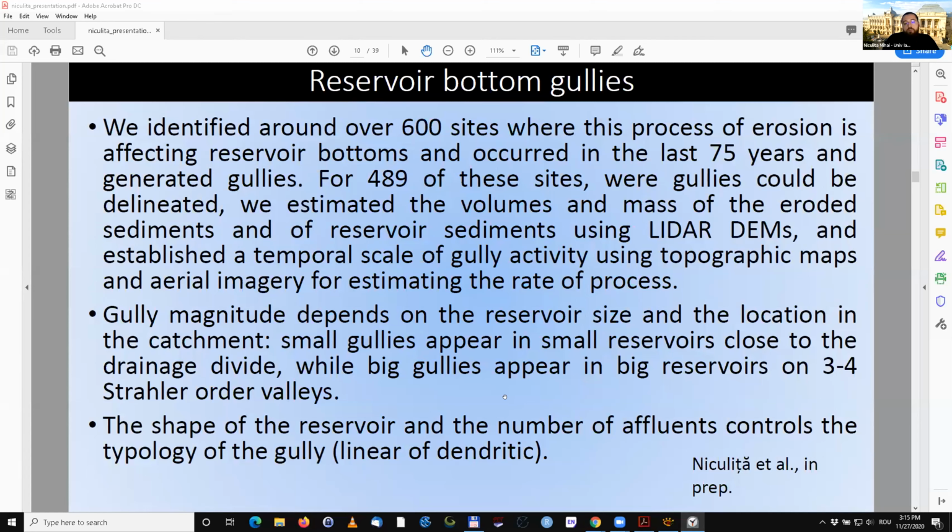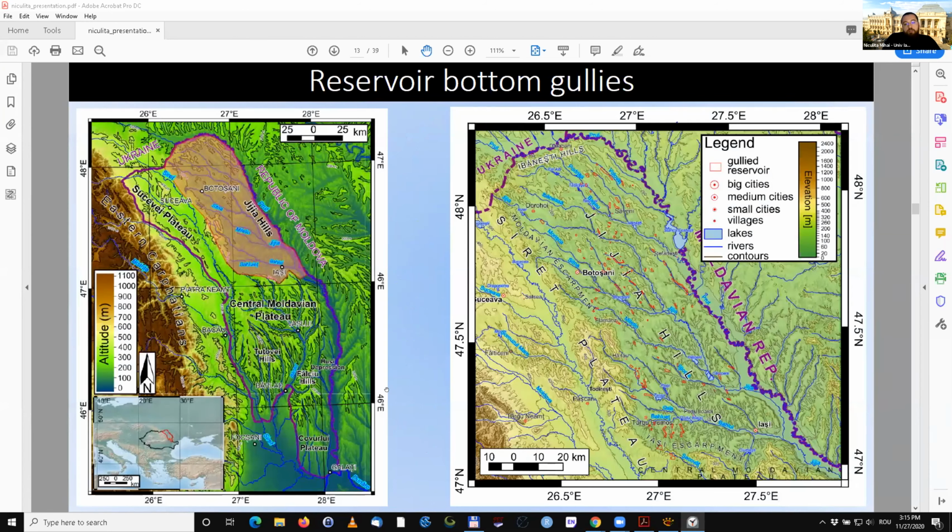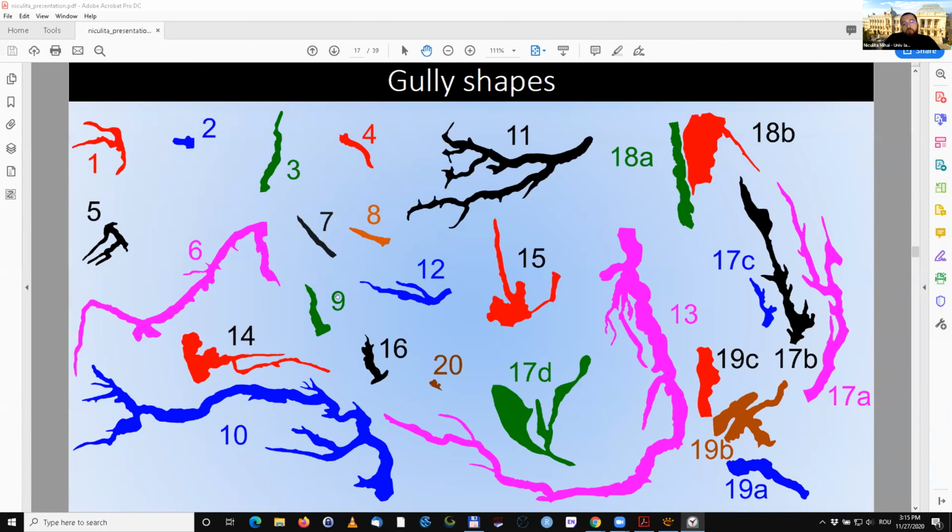So if we have bigger reservoirs on high-order Strahler valleys, we will have big gullies, and small gullies on smaller reservoirs on very small catchments. Also, the shape is sometimes very strange, because we have various types of tributaries. Not always do we have a main channel creating them. So they can be dendritic, they can be ramified, they can be very round or very rectangular.